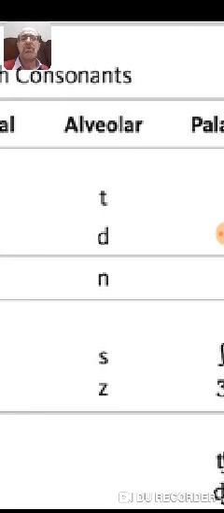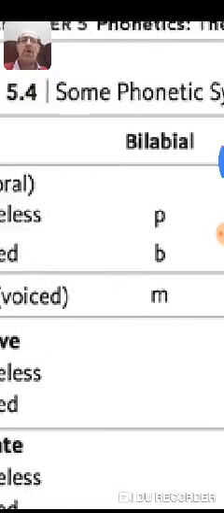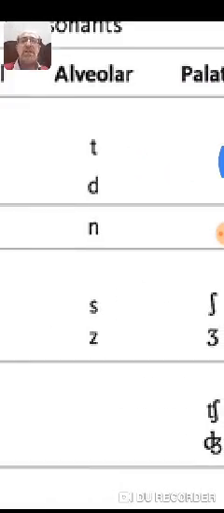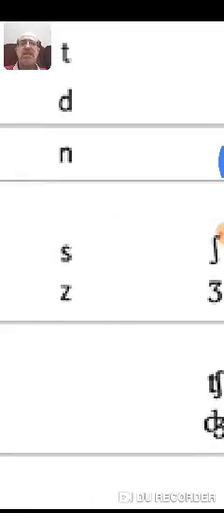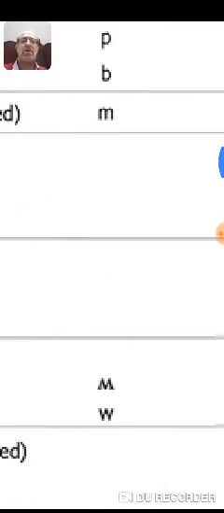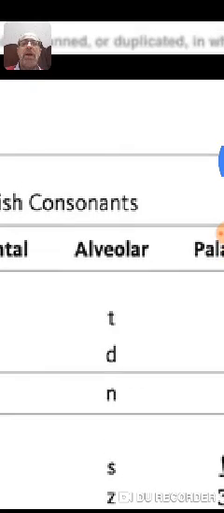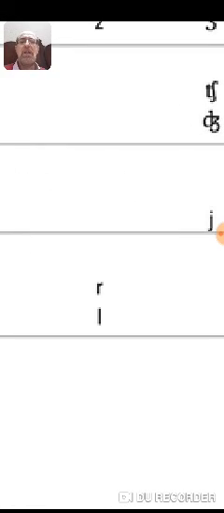After that, we have alveolars. How many? Do you remember? Behind the upper teeth, we say t, d, n, s, z in English. T and d are stops. Next, n is nasal. Next, we have s and z, which are alveolar fricatives. Next we have alveolar liquids, which are r and l.